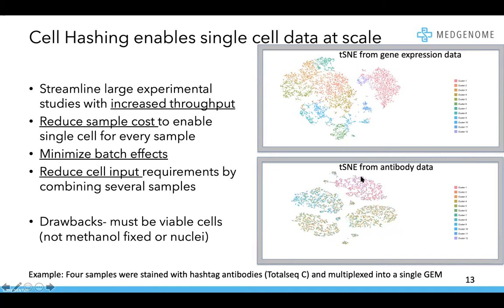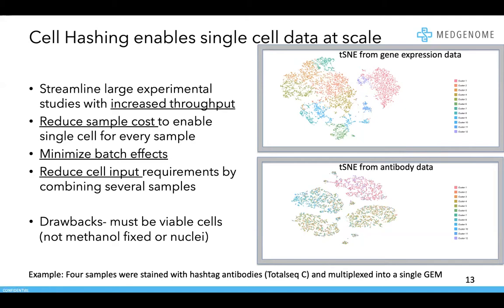And then one other note here. In this example, this is just a t-SNE plot from gene expression data from a cell hashing project we did. You can see just from gene expression alone, we get certain clusters, but there's no obvious difference between the four samples that are pulled together. But once you get to the antibody data, if you generate the t-SNE from that, you can see four obvious clusters here representing the four samples pulled together.